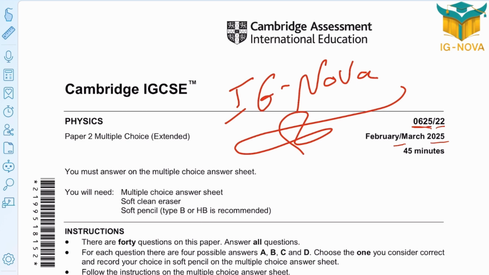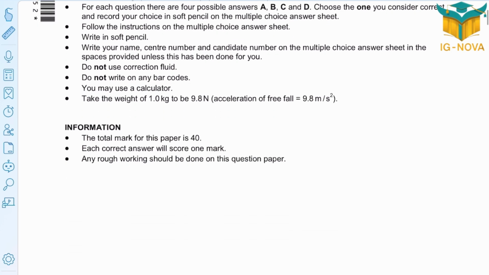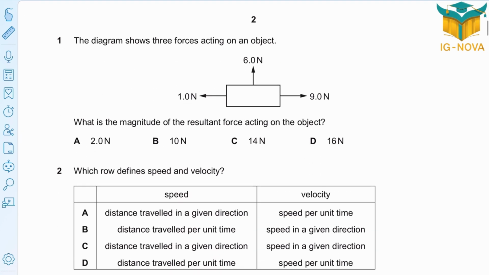According to the updated syllabus for the physics paper, let's start. Question 1. The diagram shows three forces acting on an object. Here we have three forces: 1, 6, and 9. What is the magnitude of the resultant force acting on the object?